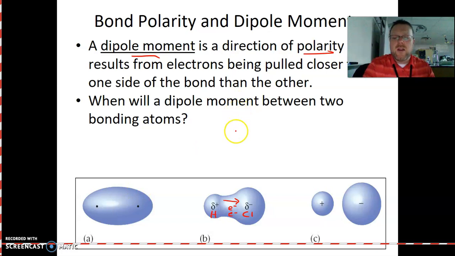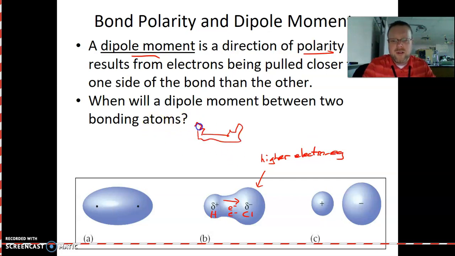Now, you can predict which side is going to be partially positive and partially negative in bonds like this, basically because the negative side is going to have a higher electronegativity. If you remember from the periodic table trends, electronegativity gets bigger as we go this way. Chlorine's way over here and hydrogen's way over here on the periodic table, and so chlorine can definitely pull better than hydrogen. This picture is supposed to represent a nonpolar covalent bond.